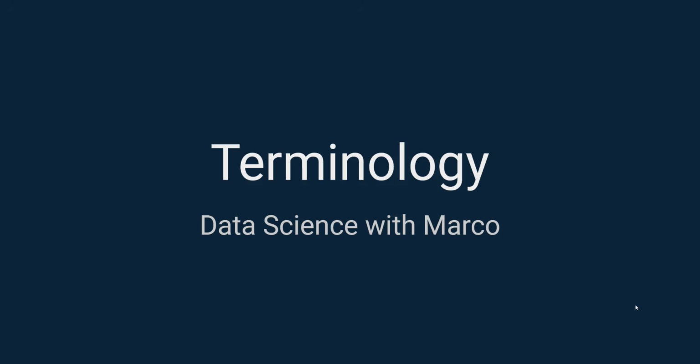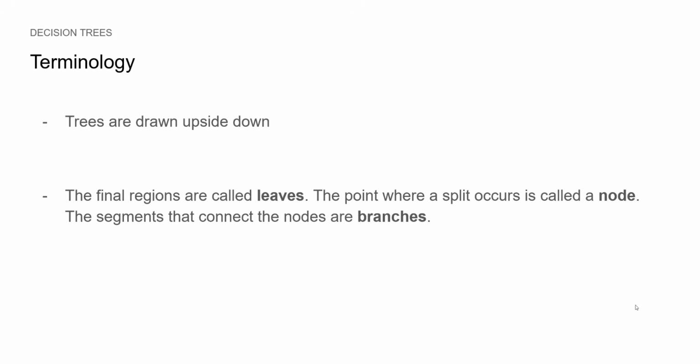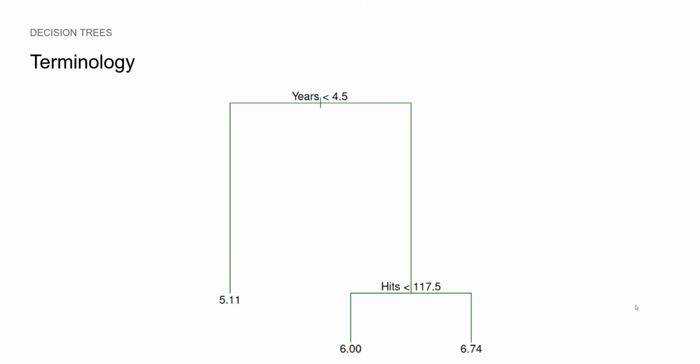Now, before we move on, we need to get familiar with a bit of terminology. Trees are drawn upside down. The final regions are called leaves. The point where a split occurs is called a node, and finally, the segments that connect the nodes are called branches. Here is an example of a basic decision tree, with the leaves at the bottom, and then the branches, and you see the nodes where it splits.